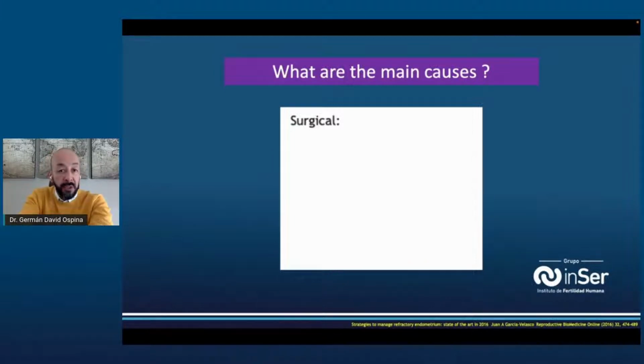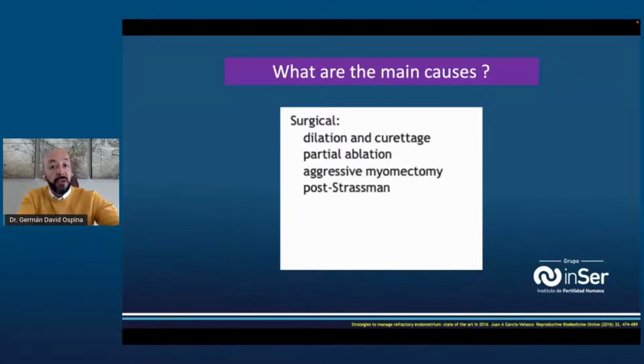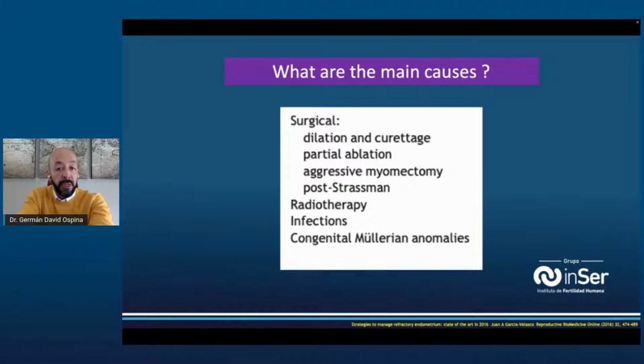Okay, what are the main causes of the endometrial thickness diminishing or the refractory endometrium? First of all, the surgical causes: dilation and curettage, partial ablation, aggressive myomectomy, and you must be very careful with this point, post-transplant surgery, radiotherapy, infections, congenital Mullerian anomalies, and idiopathic.